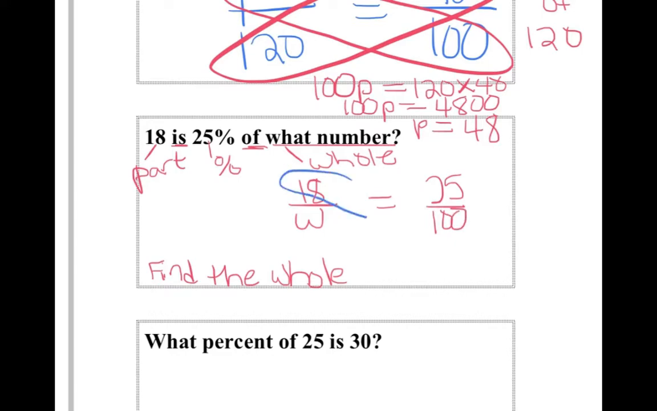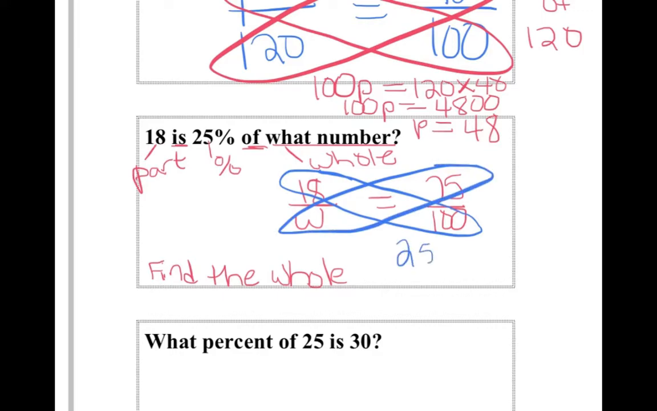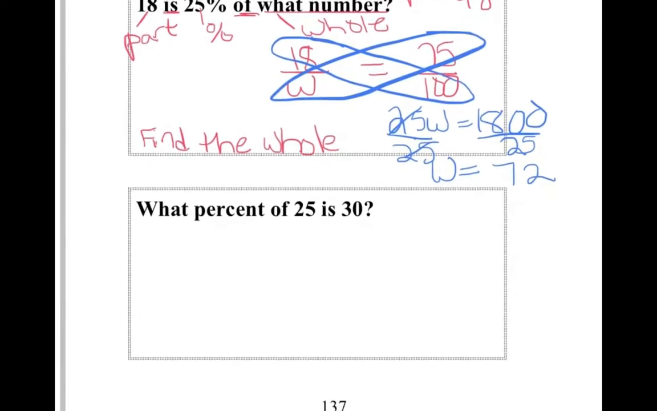Always, proportions are awesome, right? I love them. It's my favorite math thing. We get 25W equals 1800. We end up solving that by dividing both sides by 25 to get rid of the 25s. W equals 72. So 18 is 25% of 72.